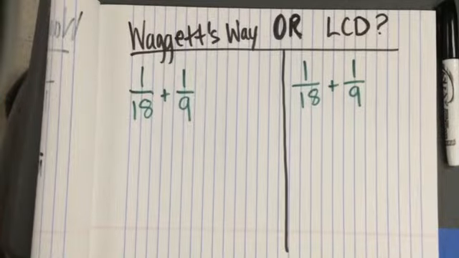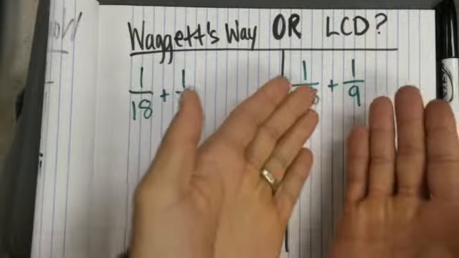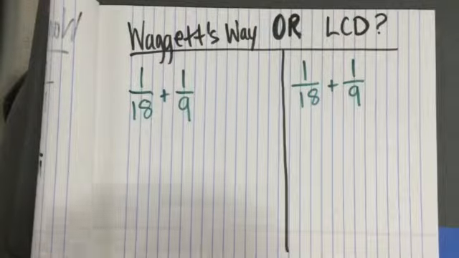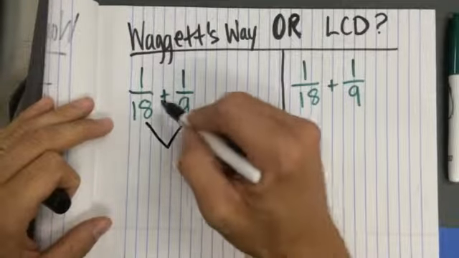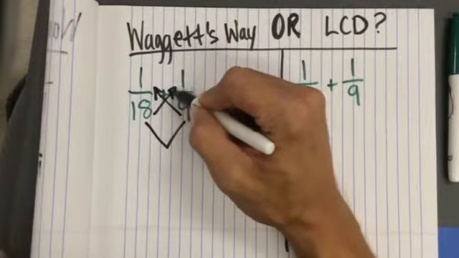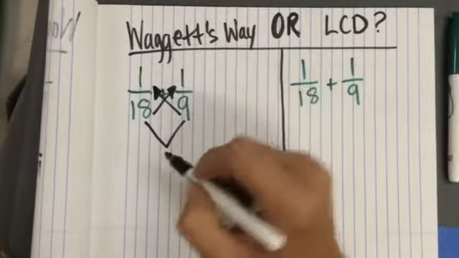Alrighty, so when is the best time to use Waggett's Way? When's the best time to use least common denominator? Well, let's take a look at an example right here where it'll make it pretty clear which is the best one. So right here we're going to do Waggett's Way. Let's see what happens. First we're going to connect the numbers that we multiply. Can't be more explicit about how important it is to pay attention where these arrows point.